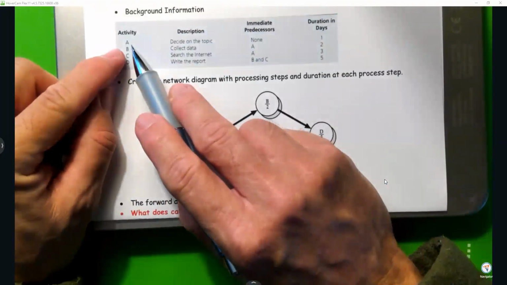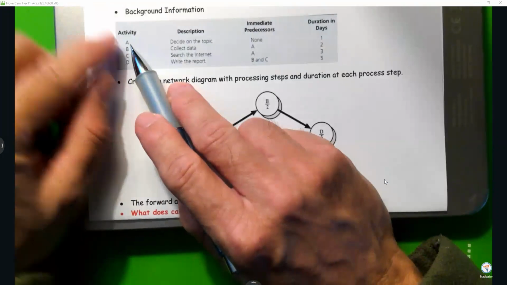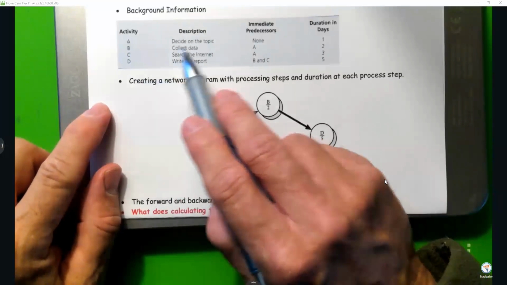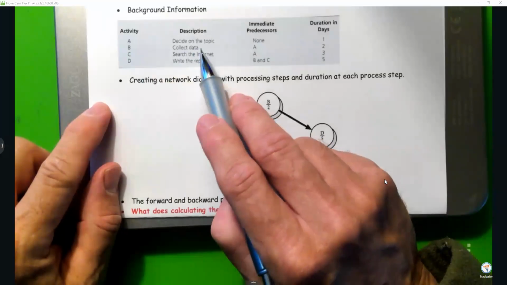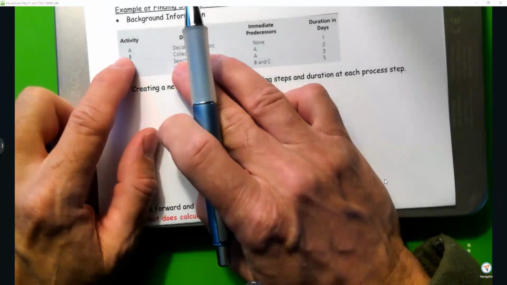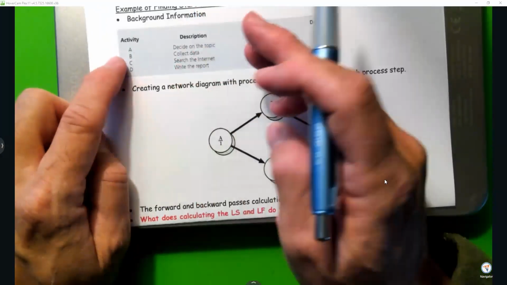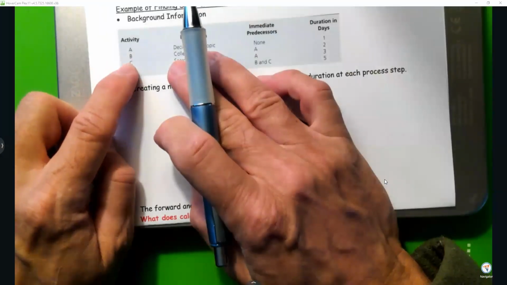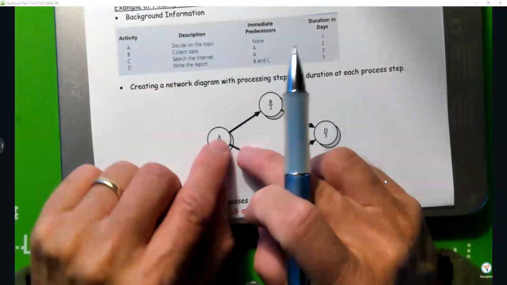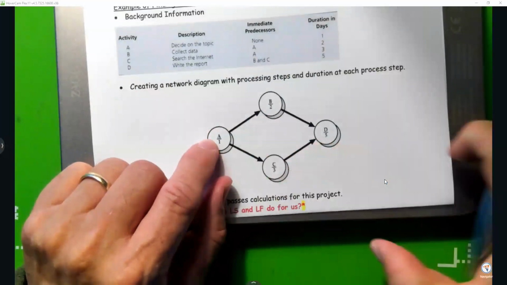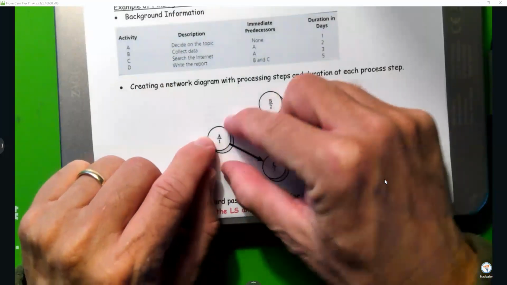See this activity A? This could be something like I'm going to cut a piece of metal. And they're doing it this way, decide on a topic, collect data. But in a business setting, it could be you cut a piece of metal, you send that metal over to B to drill a hole in it, and you could take this piece of metal here, cut it, and then you might send half of the pieces.